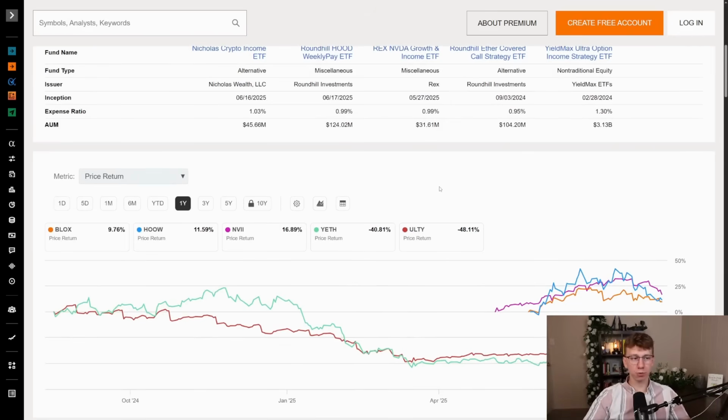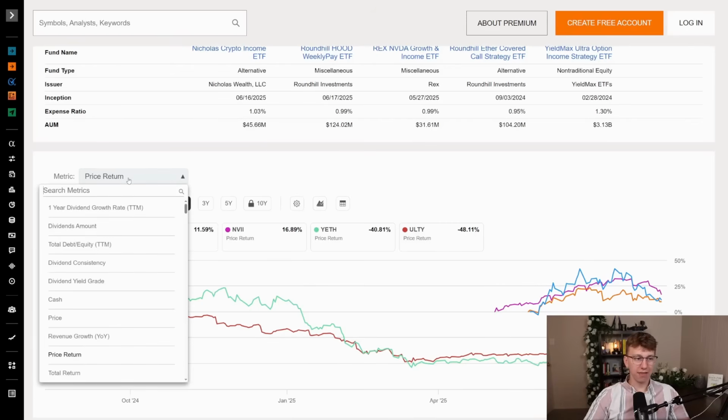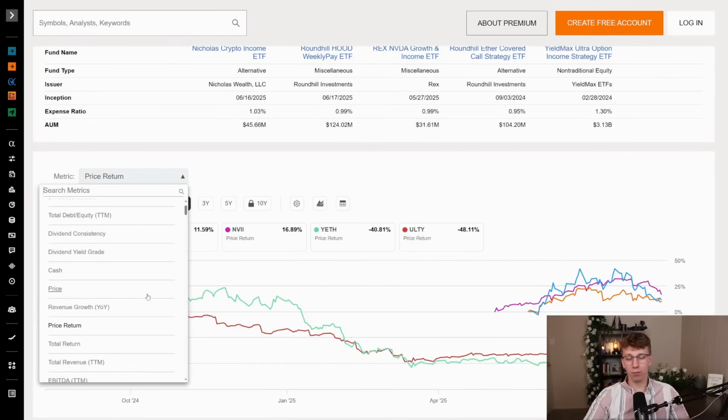Now what we're looking at is price return. So Blocks is up almost 10%. HOOW is up 11.6%. NVII is up almost 17%. YETH is down 41%, and ULTY is down 48% on the year. Again, there's different times that make more sense for these, like ULTY, where it's going to be hard to compare it to before the strategy change, but we will.